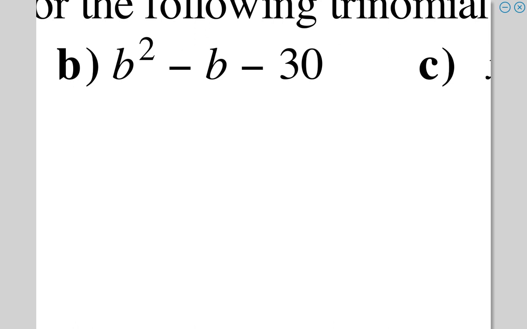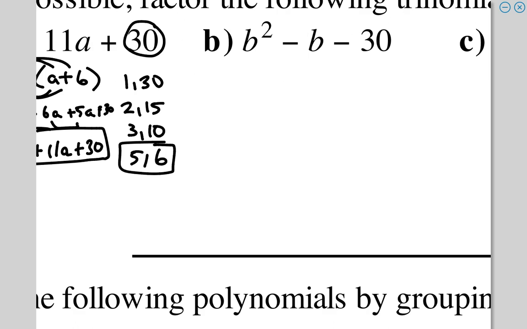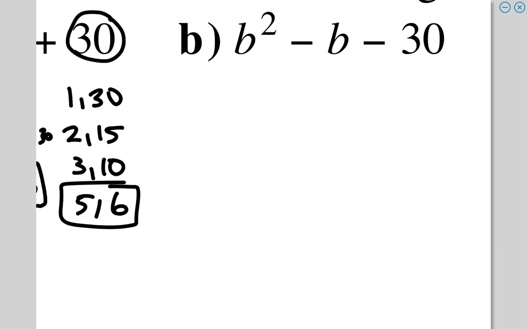Okay, magic numbers for 30. What multiplies to 30? We already know them, right? So let's go back to this list. Which one of those numbers is going to give us a sum of -1? It's weird, right? It's 5 and 6 again, right? You just have to manipulate the positive and the negative. Okay? So which one's going to be negative?